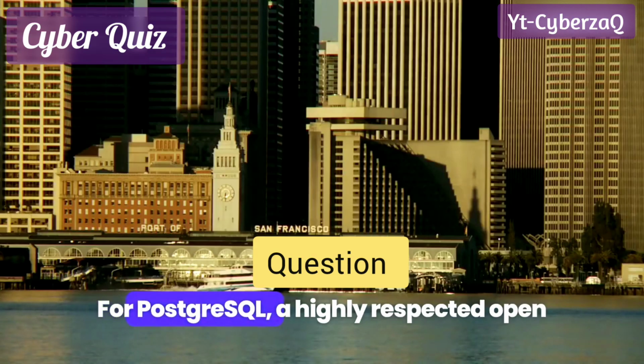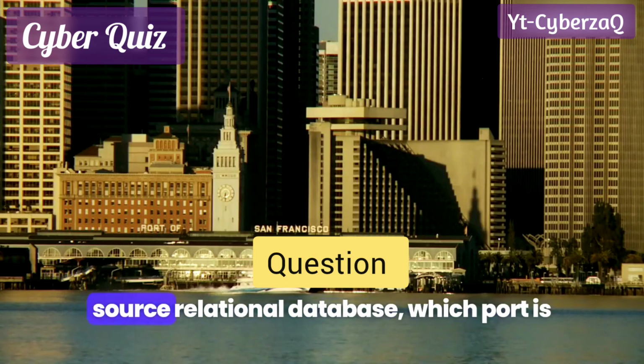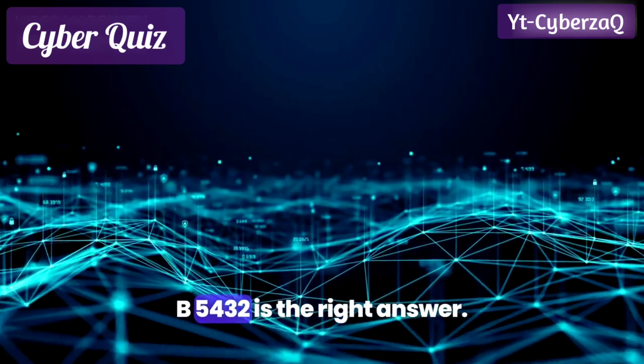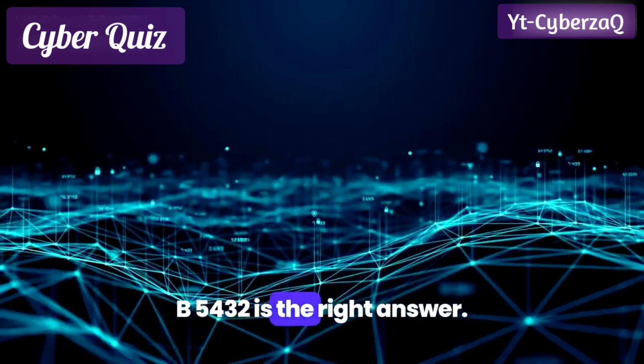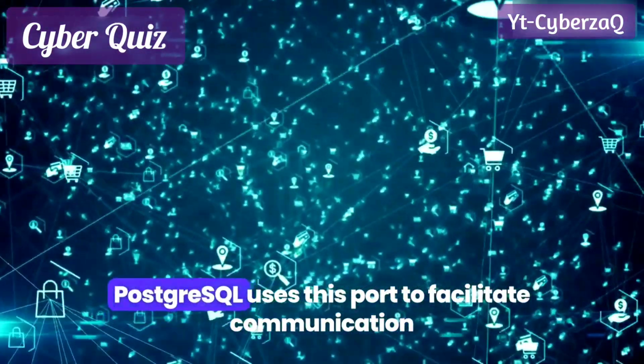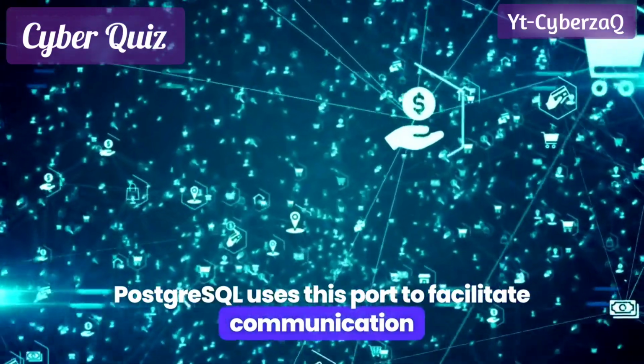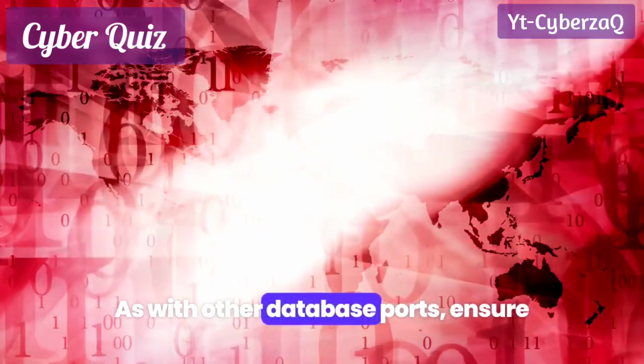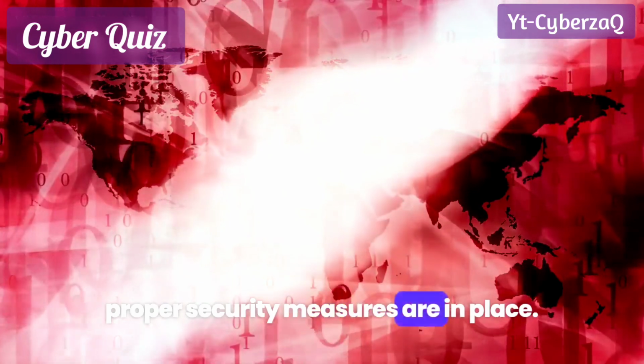For PostgreSQL, a highly respected open-source relational database, which port is used by default for its operations? B, 5432 is the right answer. PostgreSQL uses this port to facilitate communication between clients and the database server. As with other database ports, ensure proper security measures are in place.